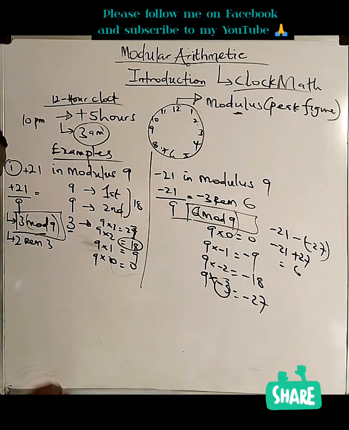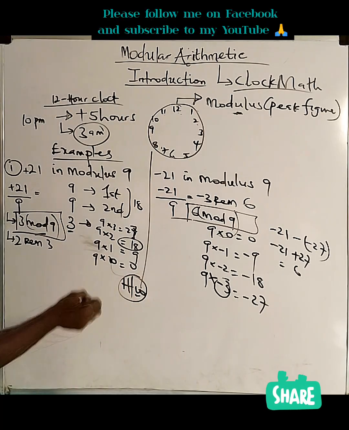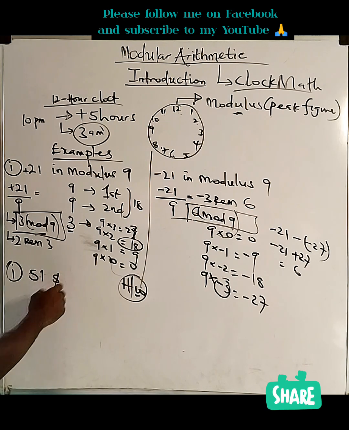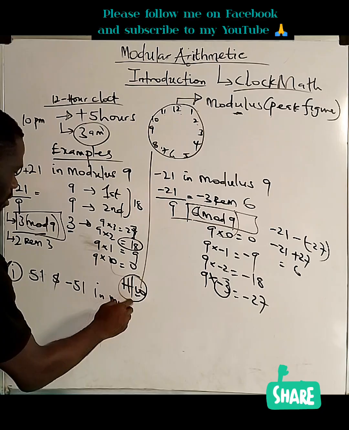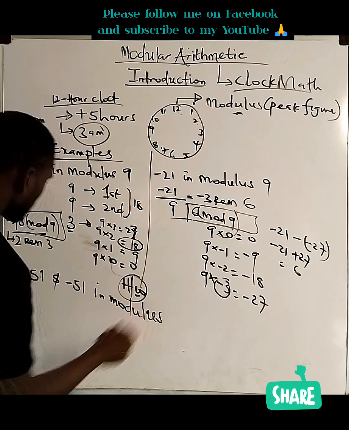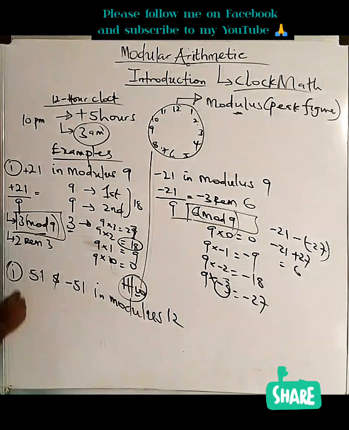So I'll give you a couple of questions to try yourself at home. These are take-home homeworks. Here it is: 51 and minus 51 to be written in modulus 12. That's the first question.